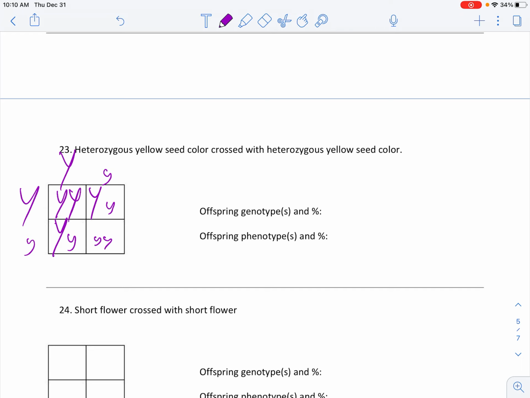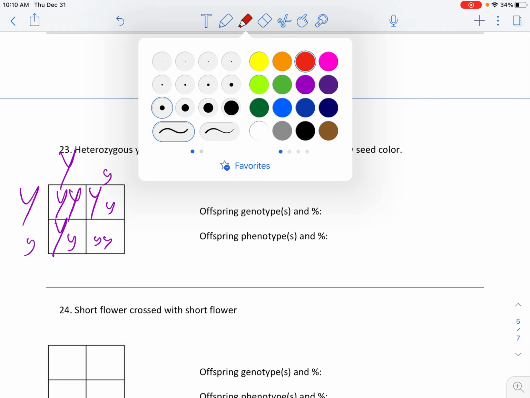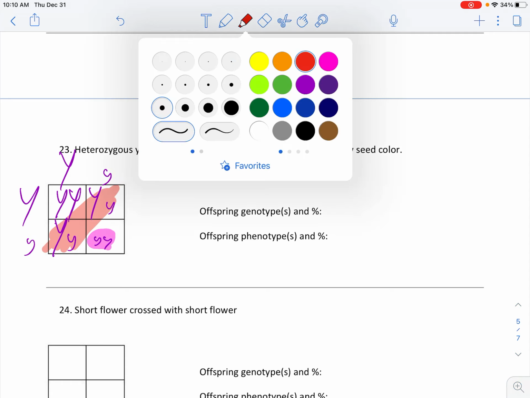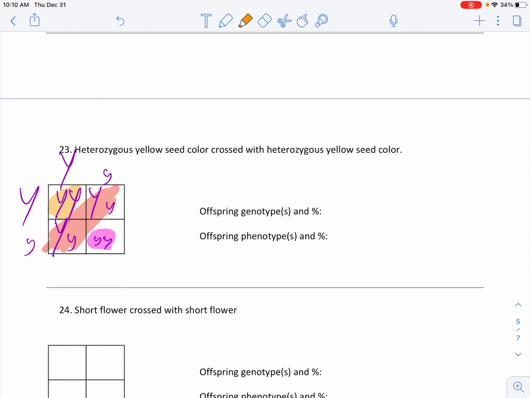Okay, there's actually, looks like 3 genotypes. There's that genotype, there's that genotype, and there's that genotype. So we have to make sure to show all 3 of them. So 25% chance of big Y, 25% chance little y, 50% chance of big Y, little y.